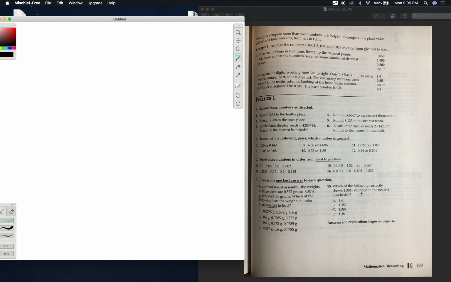18. Which of the following correctly shows 1.3815 rounded to the nearest hundredths? So remember, this is the hundredths place, and the digit after hundredths is below 5. So we would round. Essentially, the 1 and 5 would turn into zeros, which is not required to show. So this would be your answer here, 1.38.